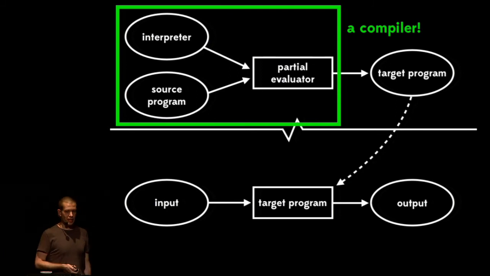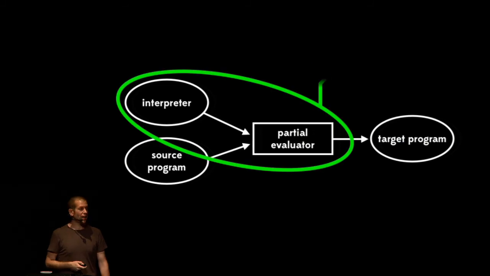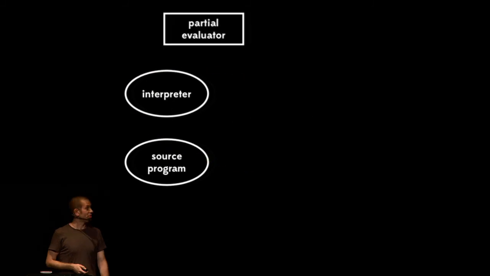But then he thought about it a bit more, and he thought, well, this thing that I'm doing here, where I'm feeding an interpreter and a source program into a partial evaluator, what would happen if I did some of that earlier using partial evaluation? This is just feeding some data into a program. The program happens to be a partial evaluator. So here's what happens if you do that.